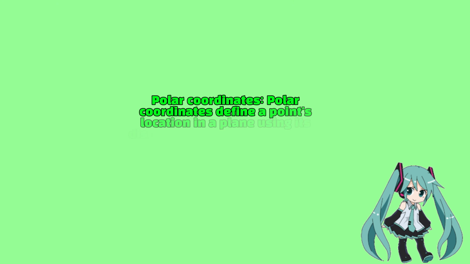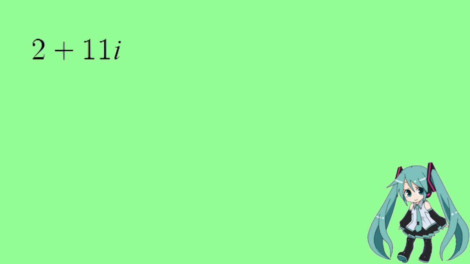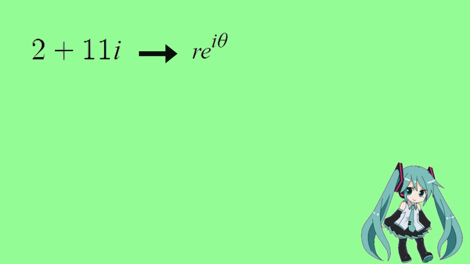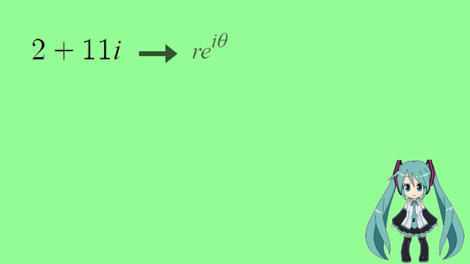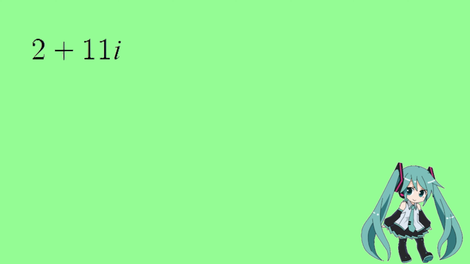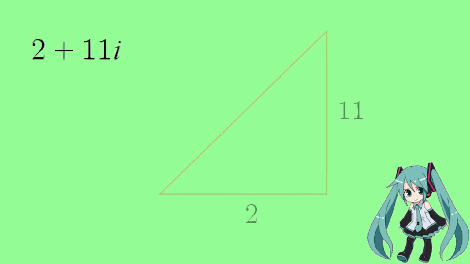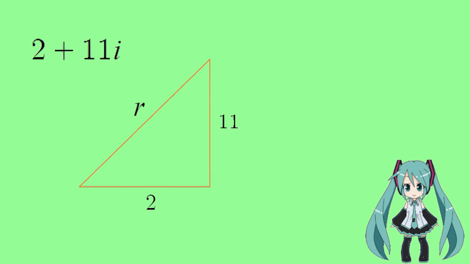What do we do? Well, here we will convert everything into polar coordinates. This will help us get rid of the long complex cube roots. So we start by looking at 2 plus 11i. We can rewrite this as r e to the i theta, where we have to find r and theta. Let's go ahead and find r. To find r, we will plot the value of 2 plus 11i in the complex plane, which will give us this. We then form a right triangle and use the Pythagorean theorem to find r.